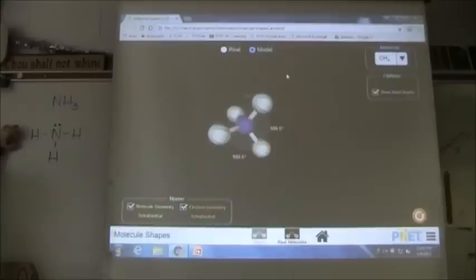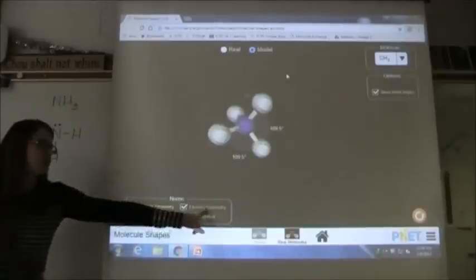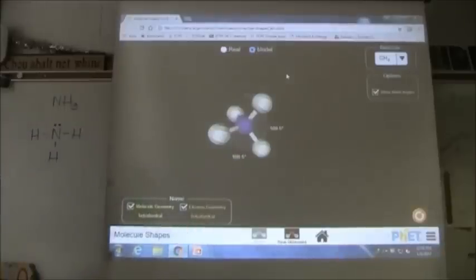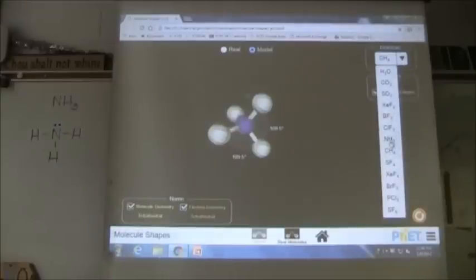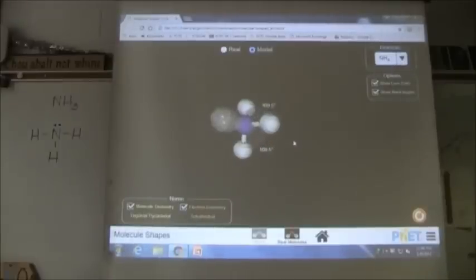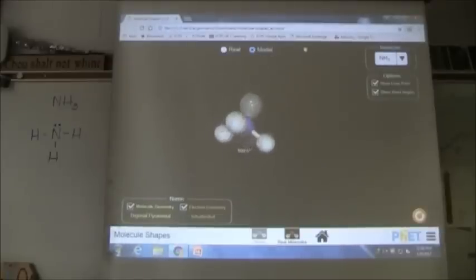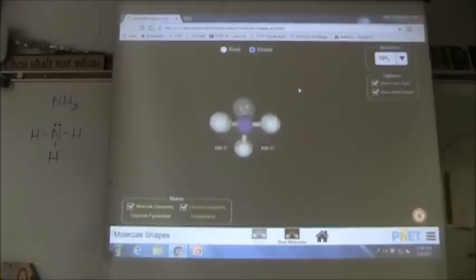Steric number, please. 4. Bonded pairs? Lone? So electron geometry is going to be tetrahedral. It has a steric number of 4, but imagine tetrahedral and then pulling one of those shared pairs off and replacing it with a lone pair. You get trigonal pyramidal. And that's what it looks like. It's like a short little tripod.